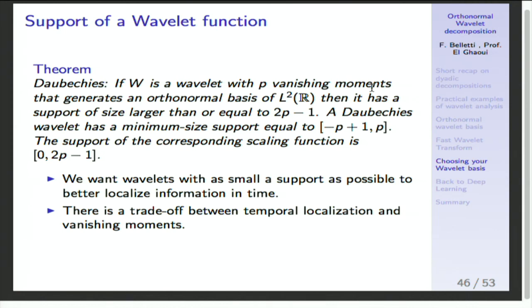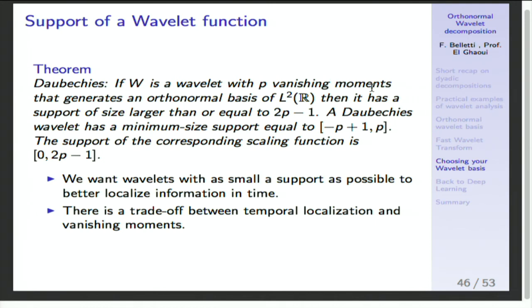And she also found out, when she was working at Bell Laboratories, that you have a family that achieves this form of minimality. So you have a family of wavelets that has the number of vanishing moments we need, and also has the minimal support size. And these are called the Daubechies wavelets.